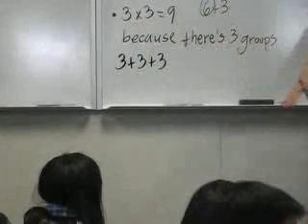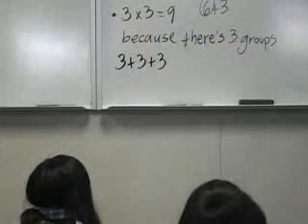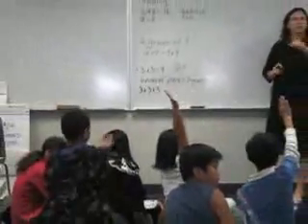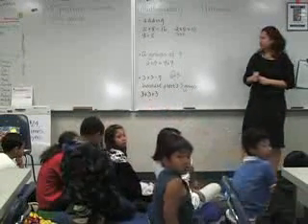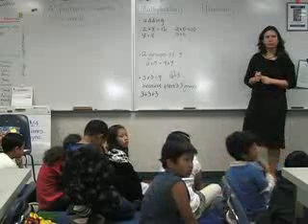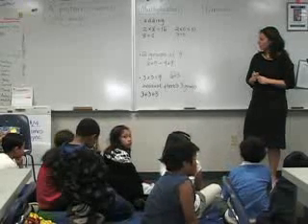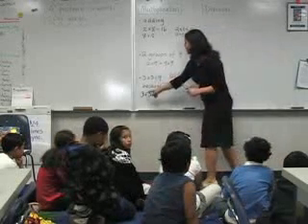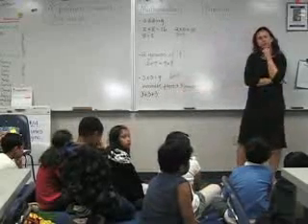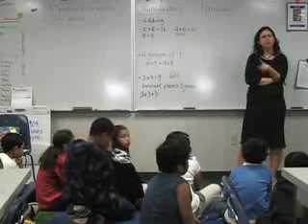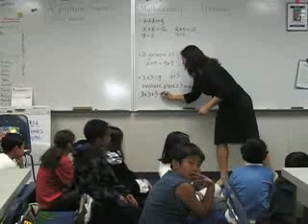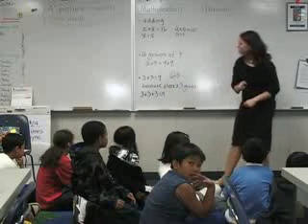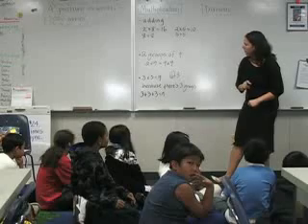Why does that seem like multiplication to you? Or you can call on someone else to add to your thinking. Because 3 plus 3 equals 6, add another 3 equals 9. Oh, you said, wait, say that again? Sorry. You said because 3 plus 3 plus 3 equals 9, and there's 3 groups of 3 equals 9.